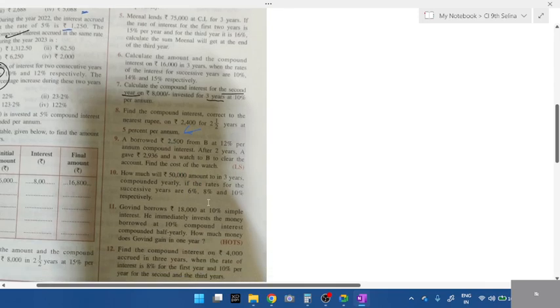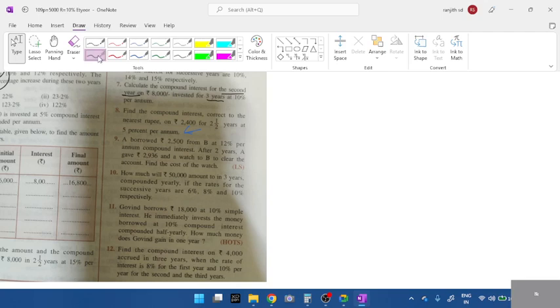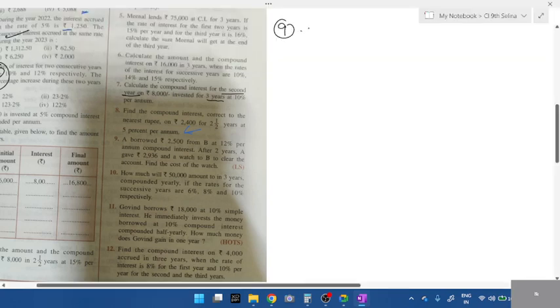Okay. Ninth question, students. Look at the ninth one. Read the ninth. A borrowed 2000 from whom? From B at 12% per annum compound interest. After 2 years, A gave how much?